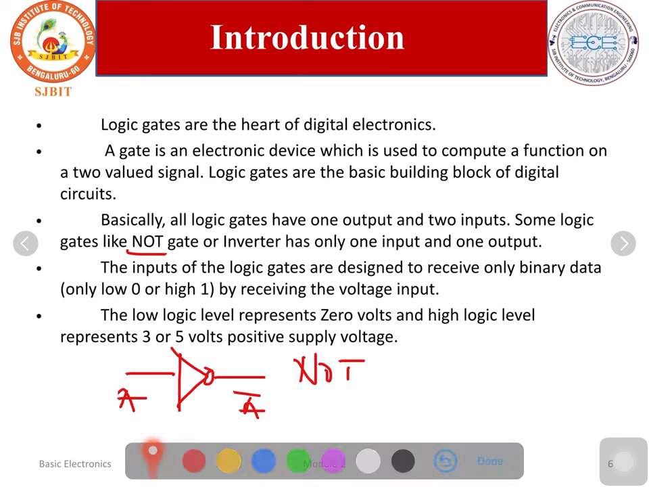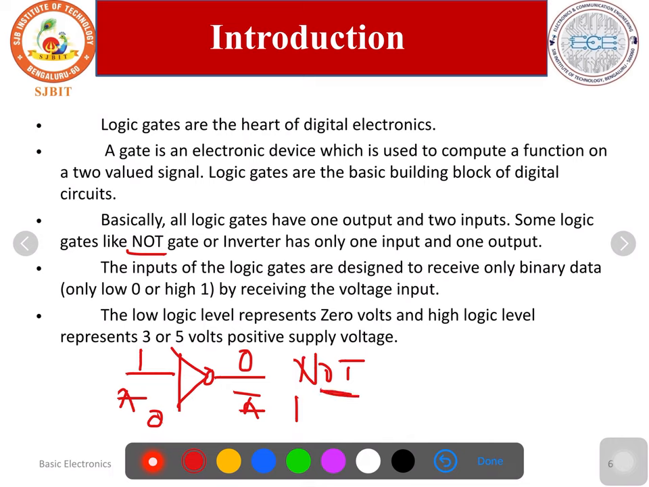If it is not zero, it will be one. If it is not one, it is zero. Just take the English meaning of not. All other gates, in the next slide we will see. In all other gates, the minimum number of inputs is two and only one output.